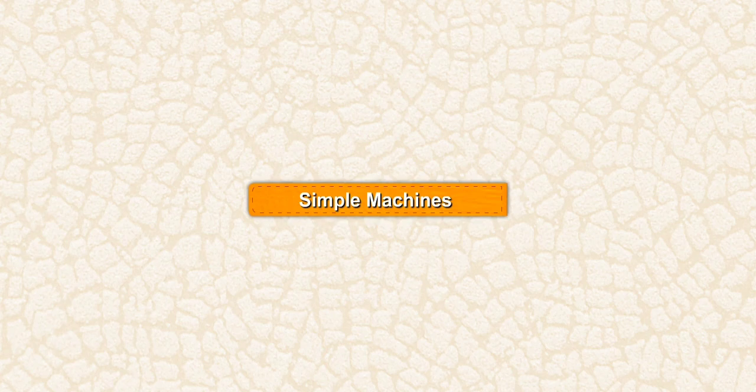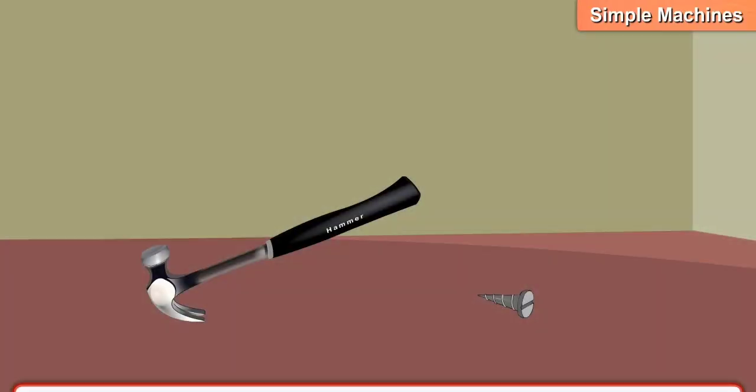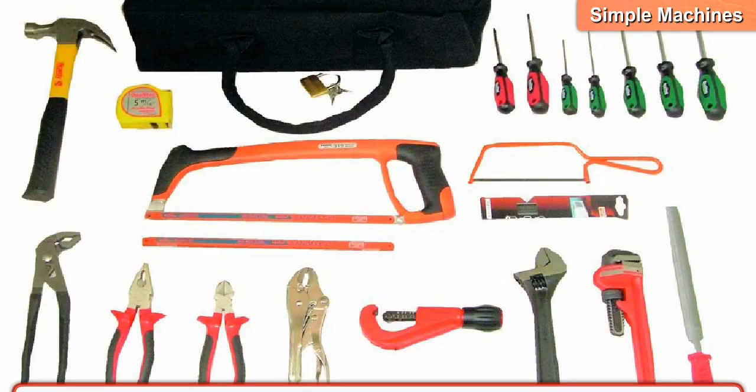Simple machine. What do you use to fix a nail on a wall? Your hands or a hammer? Like a hammer, we use many tools in our everyday life that make our work easier and faster. These tools are called machines.